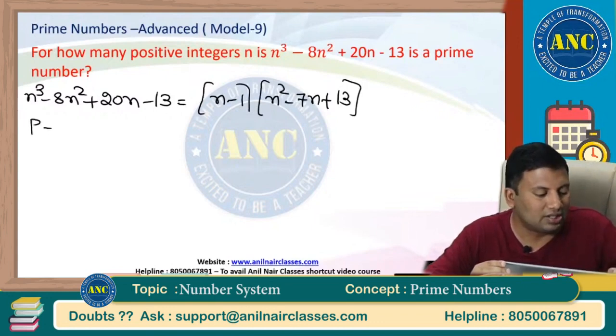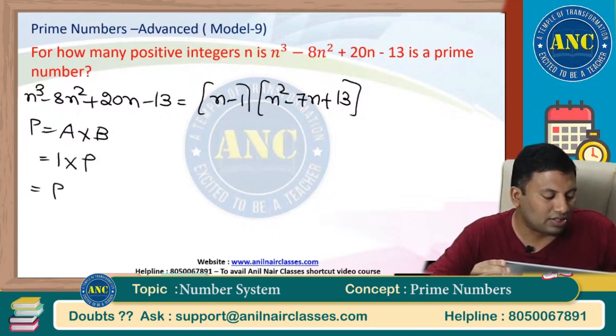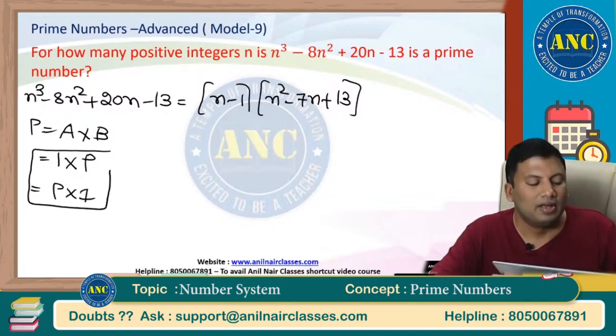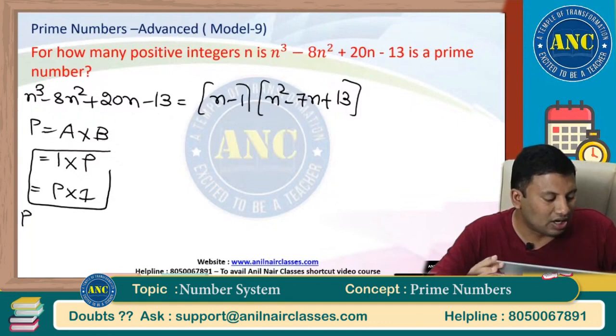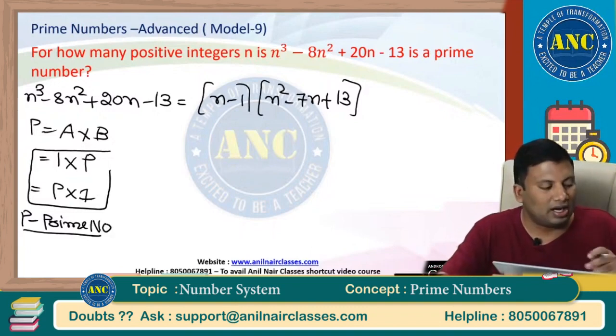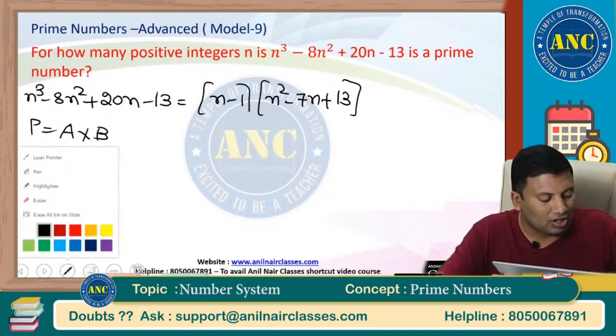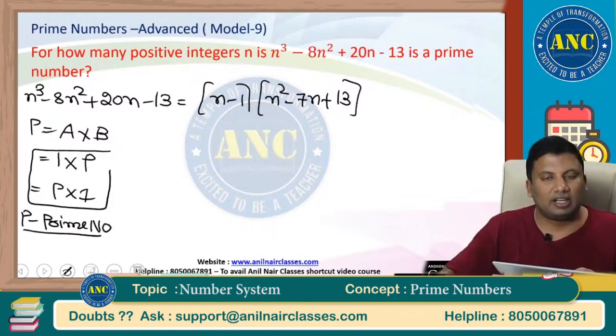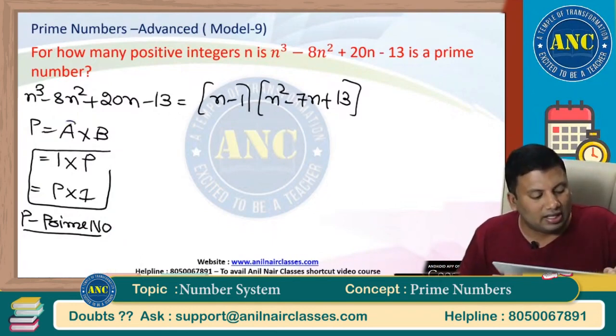So, if p is equivalent to a into b, and I can write it as only two factors, 1 and the number itself, 1 into p and p into 1, then p is called a prime number. A prime number has got only two distinct factors, that is 1 and itself. So either a can be 1 or b can be 1.